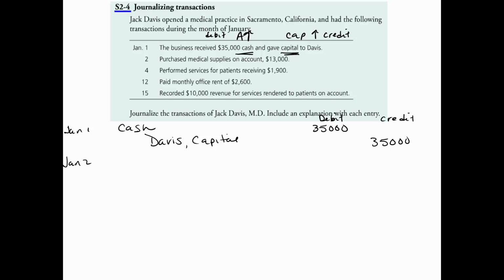Then my next one's January 2nd. I purchased medical supplies on account. So which two accounts are affected? Medical supplies is one of them. That's an asset, and I got medical supplies, so that's increasing.